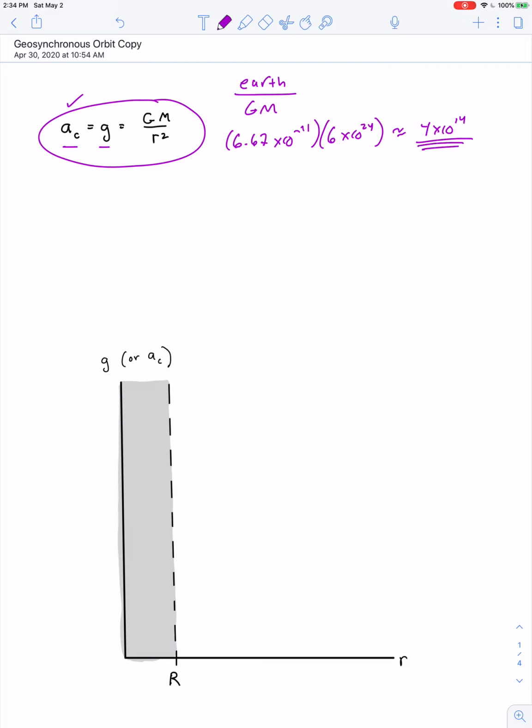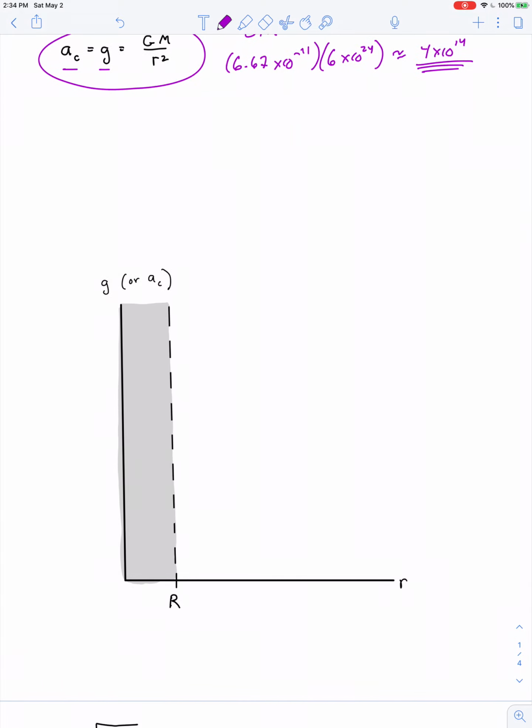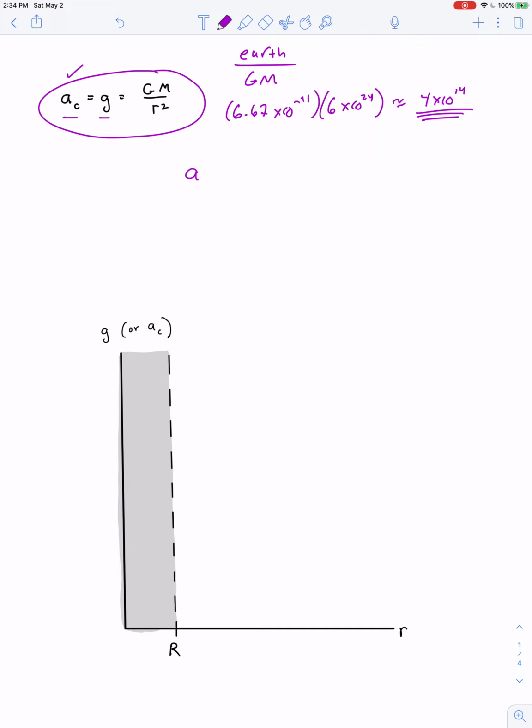Now, if we wanted, we can make a graph using this equation and reduce it a little bit. Say centripetal acceleration is equal to 4 times 10 to the 14th divided by r squared. And we could let r be some value in meters. However, it might be more useful, instead of expressing r in meters, to express it as multiples of the Earth radius. So it would be multiples of the numerical value 6.4 times 10 to the 6th.